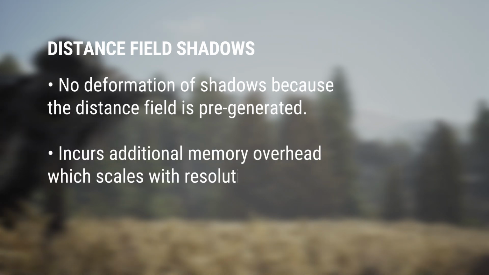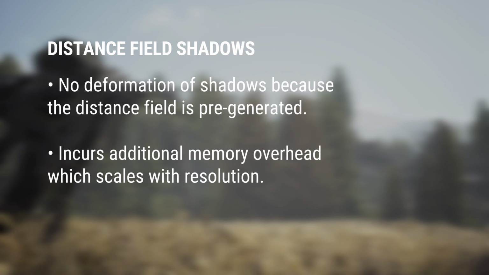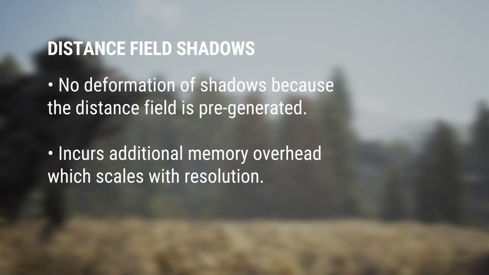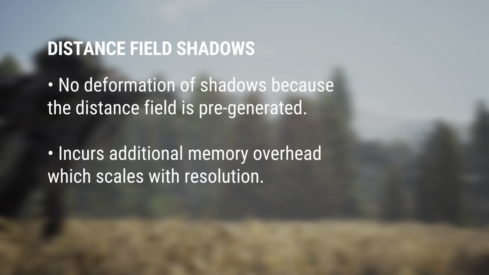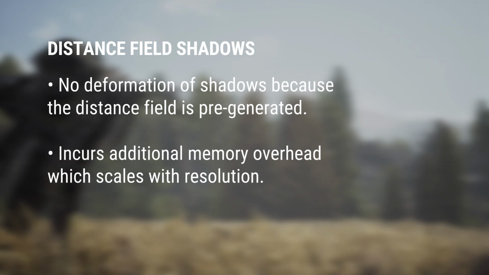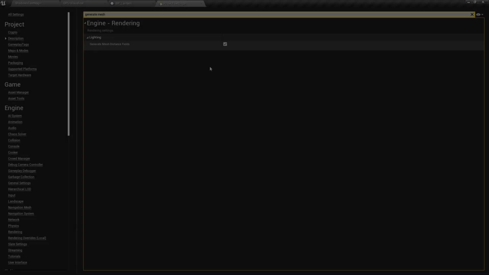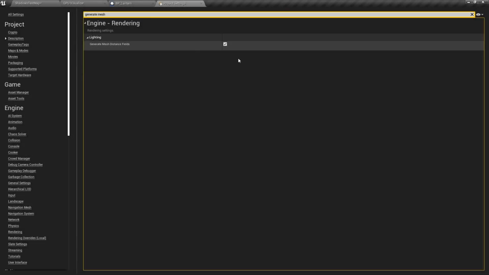Each static mesh will have some additional memory overhead attached to it to account for its distance field representation. For lower resolution distance fields, this can be negligible, but can increase exponentially as more definition is required. We'll need to set Generate Mesh Distance Field to True in our project settings, and I'll leave some links in the description so you can learn more about mesh distance fields and all the really cool effects that you can do with them.